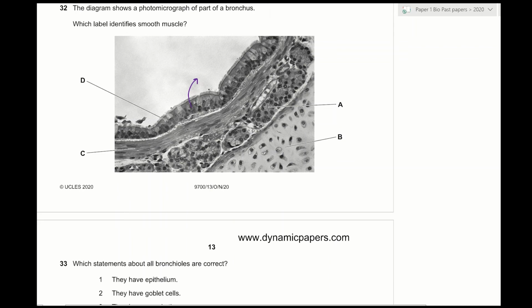C. Under that epithelial layer, you're going to find the smooth muscle looking parallel to each other, like that. So C is correct. A is actually the cartilage. And bronchus have irregular blocks of cartilage, while trachea has C-shaped cartilage. So the correct answer is going to be C.